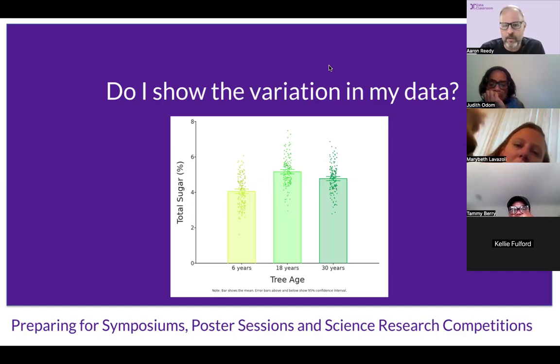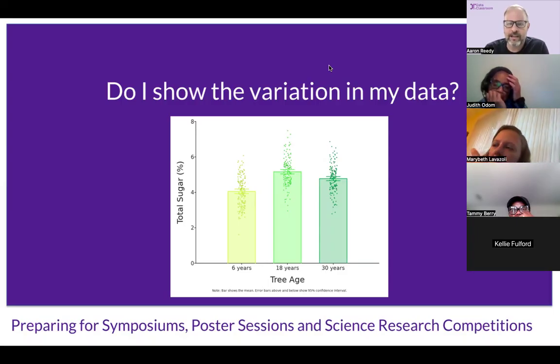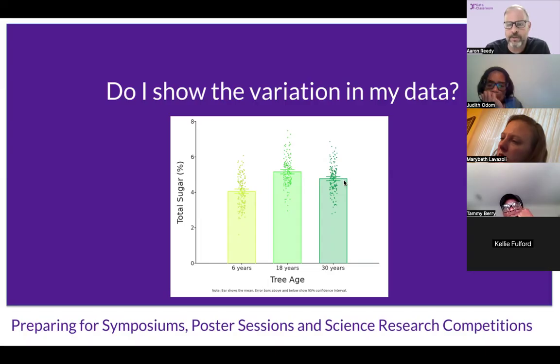But in this, if this was my visualization, I would be able to say, yes, it does show the variation. It shows it two ways. One, it shows it with the cluster of the data, and two, it shows it with the error bars around the edge of the bar, showing the 95% confidence interval. So, together, these give me an indication of not only the variation, but also the amount of confidence I have in those estimates of the mean.